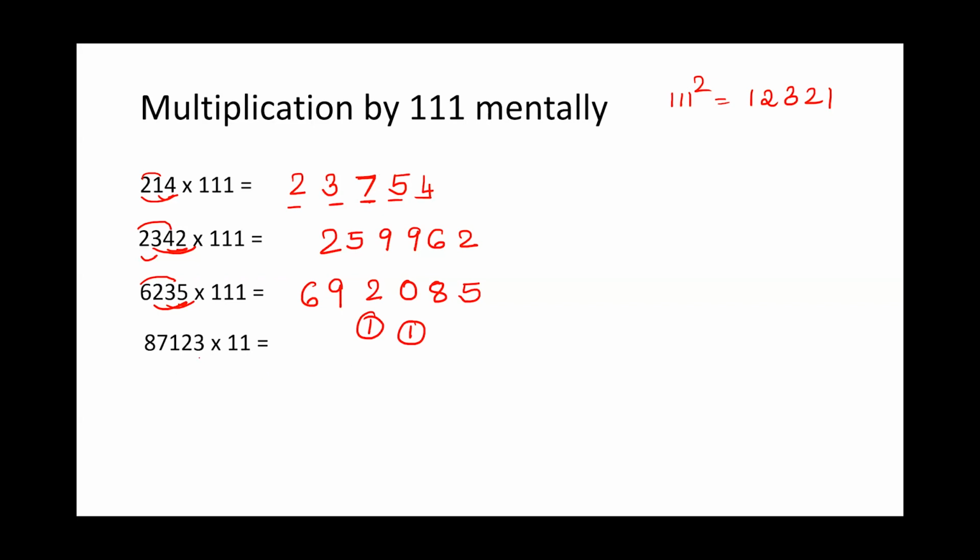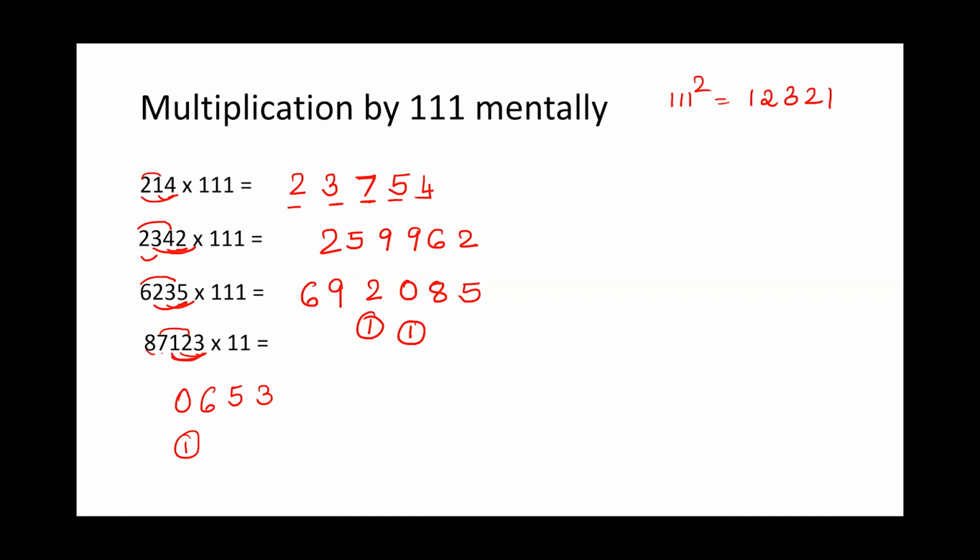So you start with the first number, 3 you write as such. Then you add 2 numbers, 3 plus 2, 5. Then you take all 3 together. 3 plus 2, 5. 5 plus 1, 6. Move to the next pair of 3. 7 plus 1, 8. 8 plus 2, 10. You write 0, 1 carry forward.